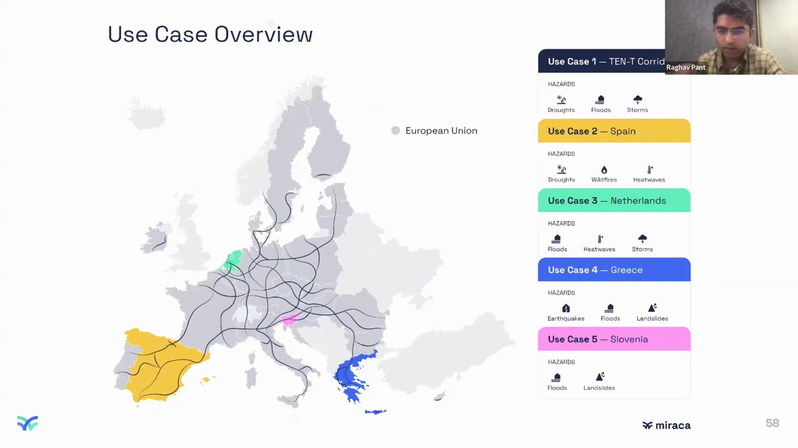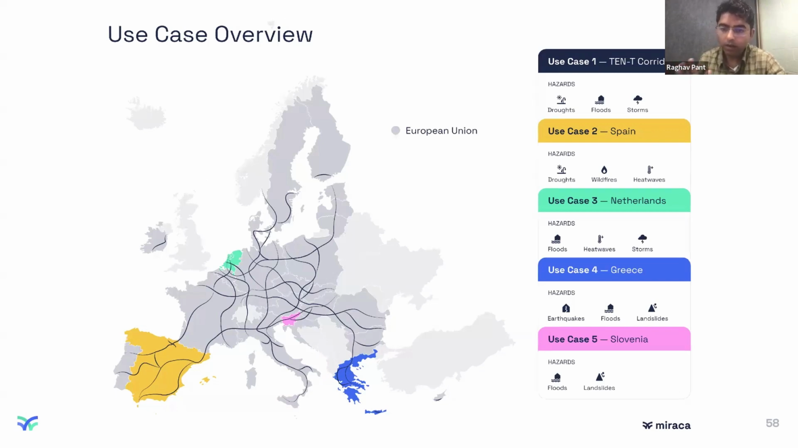So the use cases which I alluded to, one of them is pan-European, the TEN-T corridor network. We are in conversations with DG MOVE, who manage and operate this network. Then there are more national scale case studies. In Spain, looking at droughts, wildfires and heat waves in the Catalonia region and their effects on road connectivity to tourism and other areas. In the Netherlands, we are working with stakeholders who are interested in telecoms and electricity networks and their interdependencies and how these are affected by floods, heat waves, and storms.